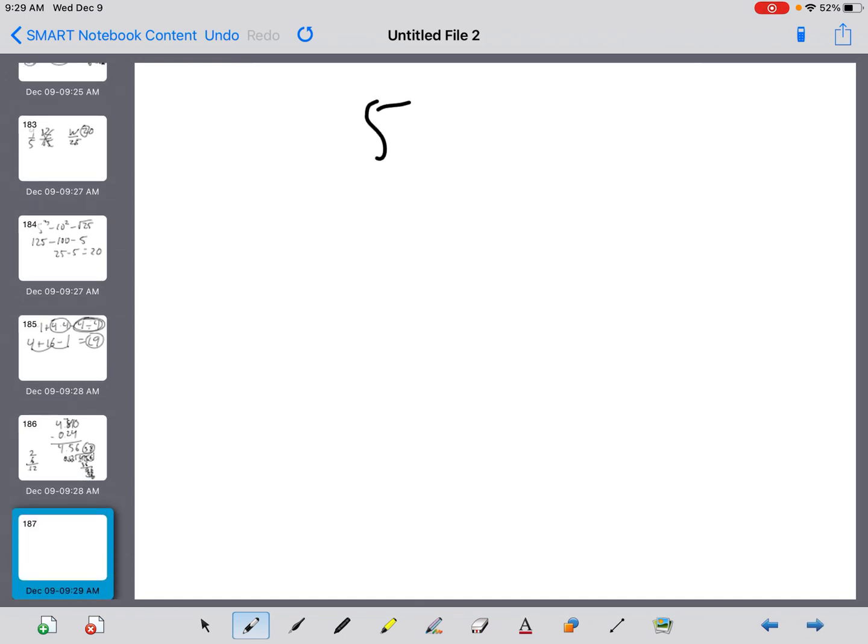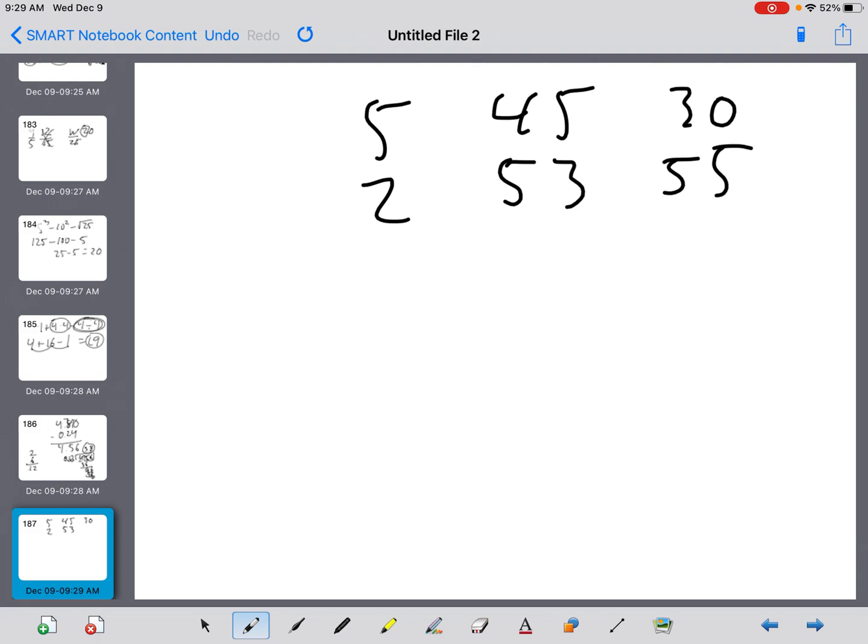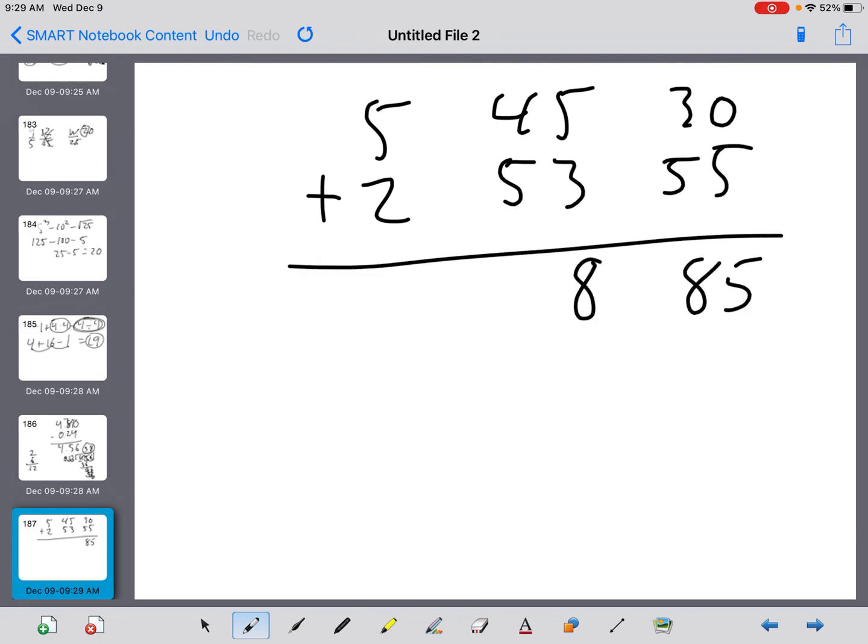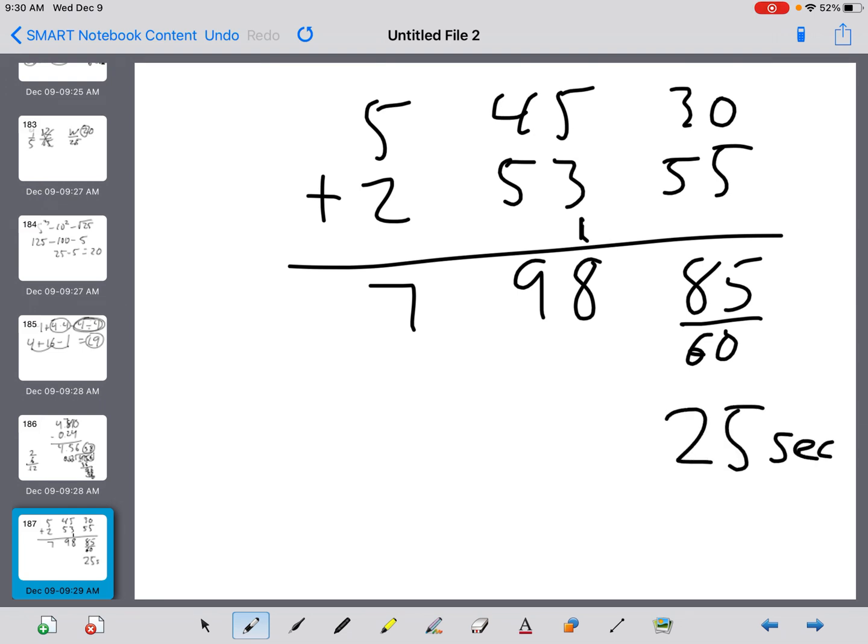23. Love it. We got 5, 45, and 30, 2, 53, and 55. I'm going to add them all first. So this is 5, 8, 8, 9, and a 7. Now I'm going to simplify. How many seconds? There are 60 seconds in a minute. So I divide by 60. Gives me 1 more. I do my subtraction, that's 5, that's 2, so I got 25 seconds.